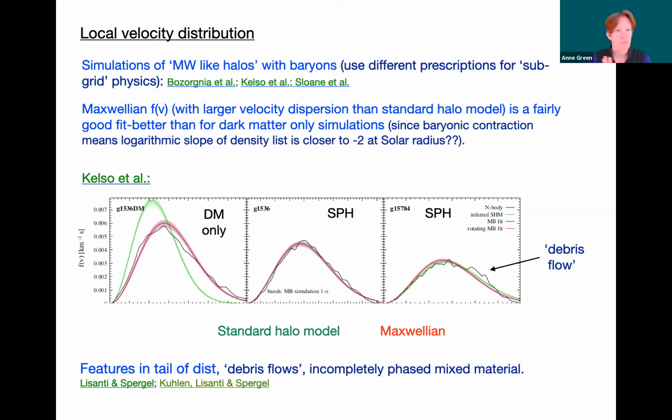It turns out that when people have done simulations with baryons, they're seeing something that's sort of boring, but boring in a good way. It means the standard halo model, in terms of the velocity distribution, is a pretty good assumption. There are three groups that put papers on the archive on the same day a few years ago looking at this. They were using different prescriptions for the subgrid physics of how the baryons behave, but they found roughly consistent results.